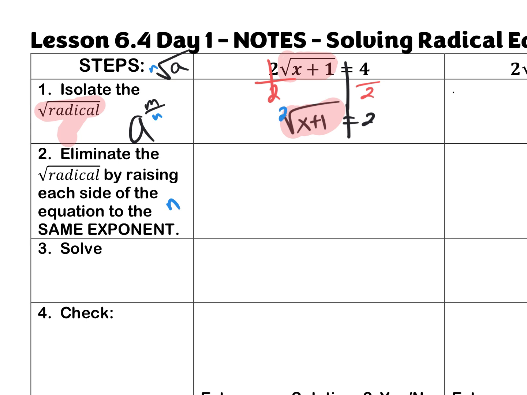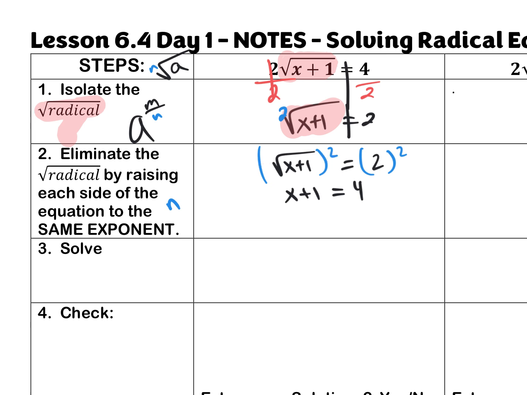So if I'm going to eliminate, I'm going to raise each side to that exponent. That means I have the square root of x plus 1, and I need to give it the exponent of 2. And whatever you do on one side, you do to the other side. My radical is eliminated. I'm still left with whatever is inside, and I get this part left. So it looks like I did eliminate the radical by giving it the same exponent. 2 and 2 cancel each other out, and I'm left with x plus 1 equals 4.